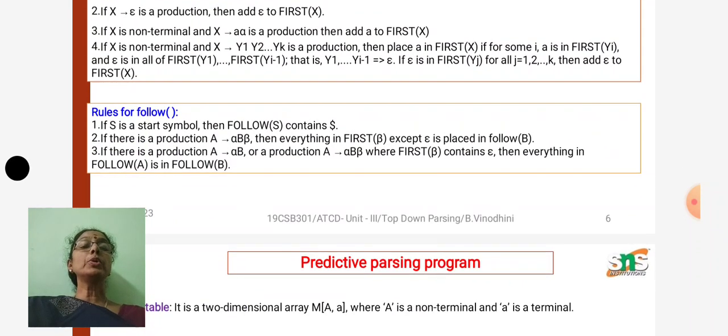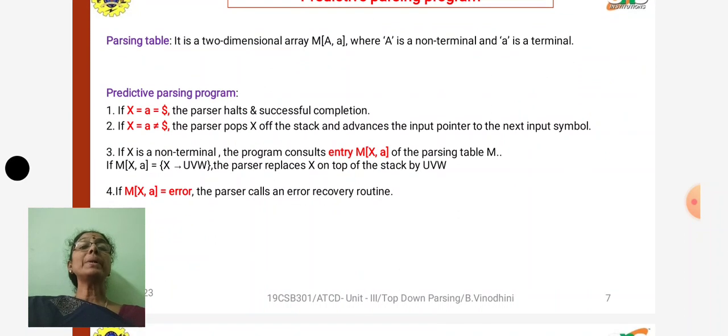After that, we do the predictive parsing. Before that, we construct the parsing table. The parsing table is a two-dimensional array, M[A, a], where the rows contain the non-terminals and the columns contain the terminals. Based upon it, the predictive parsing program parses the input string and finds out whether it is accepted or not.